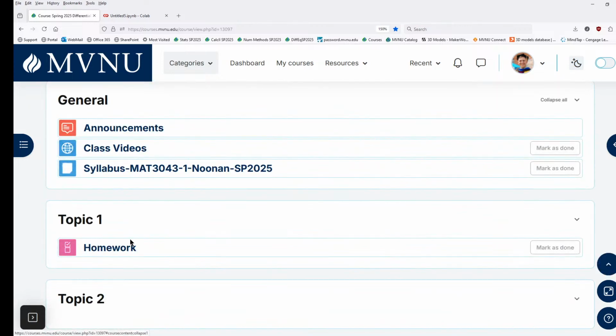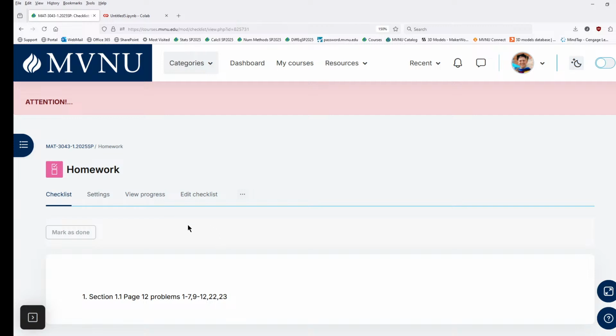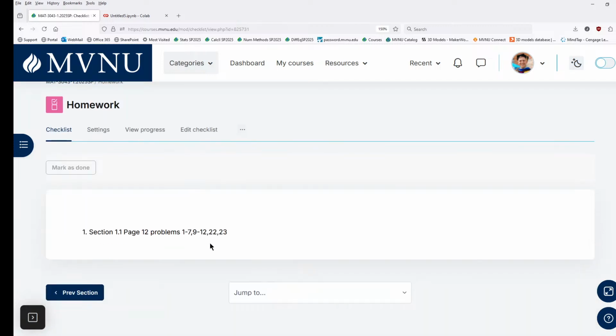Okay, so down here, if you click on homework, you'll find the list, and the list has only one thing on it, but I will probably add more to it. But just be assured, even if this ends up having 10 things on it, the only thing you have to do for Wednesday is this: numbers 1 through 7, 9 through 12, 22, and 23 on the first homework section.